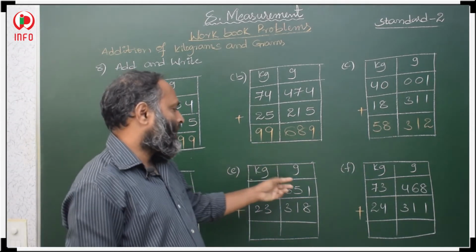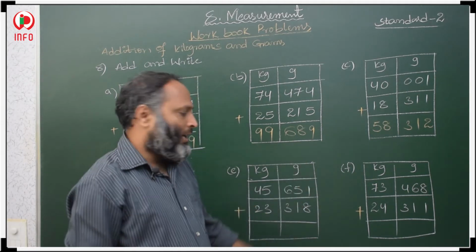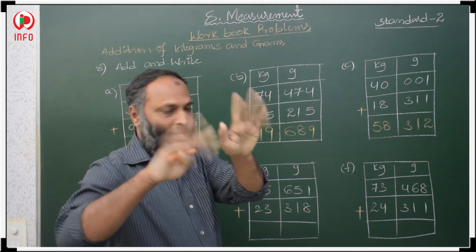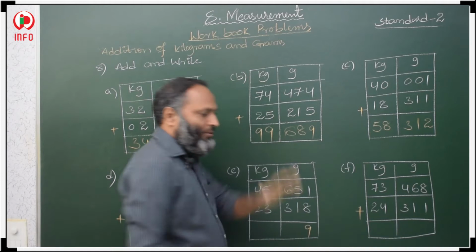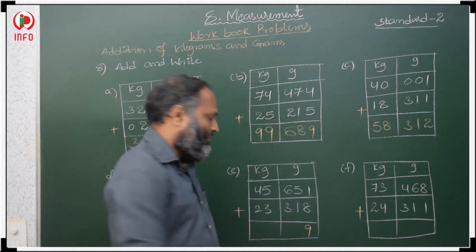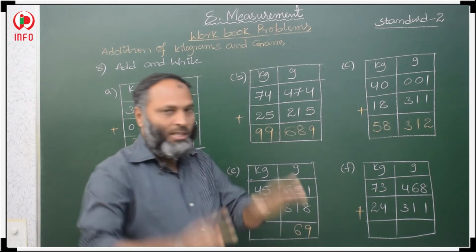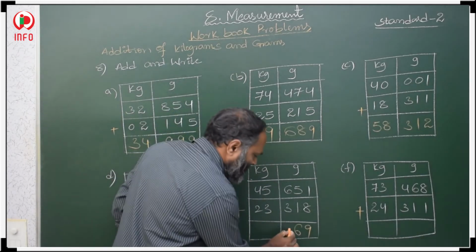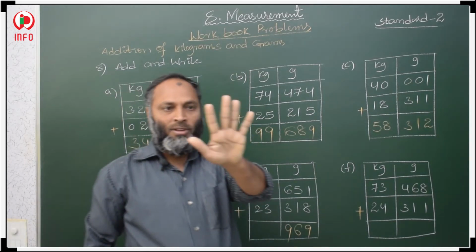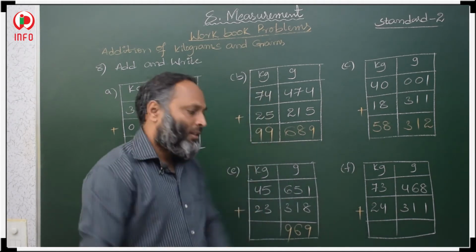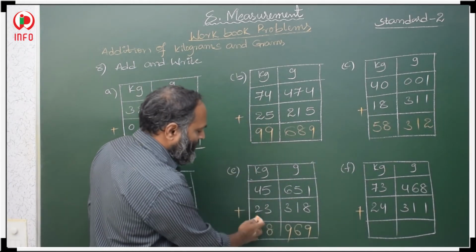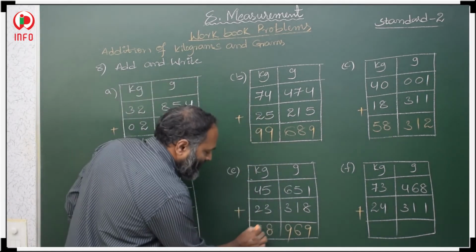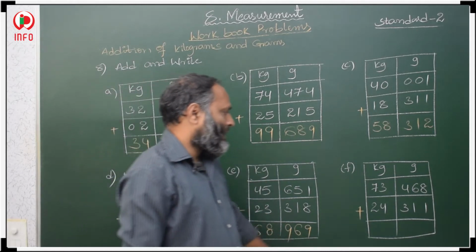Now here, kgs and grams. First we add grams. In the grams, the extreme right digit we have to add 8 plus 1, that we know, 9. 5 plus 1, 6. 6 plus 3, 9. Then in kgs, 5 plus 3, 8. 4 plus 2, 6. So 68 kgs, 969 grams.